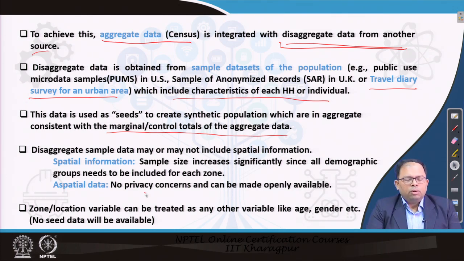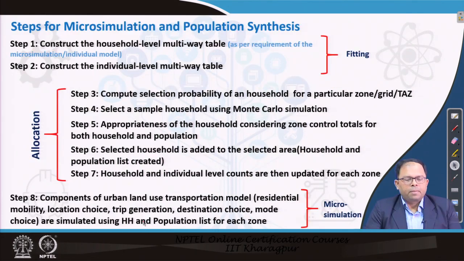The zone location variable can be treated as any other variable like age, gender, etc. That means we just need the control totals for that particular zone. We just need to know how many households or how many individuals are there in each zone. If we have that data from the census, using that data we can also create the synthetic population data, or these cross tabulations. We can create those cross tabulations even if no seed data is available.